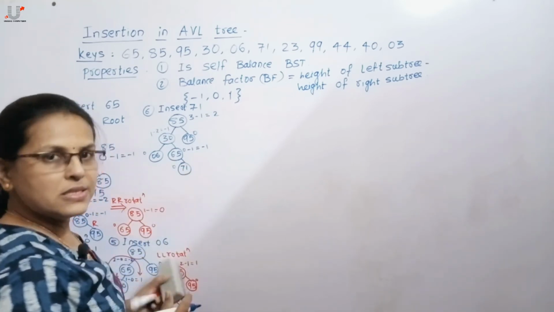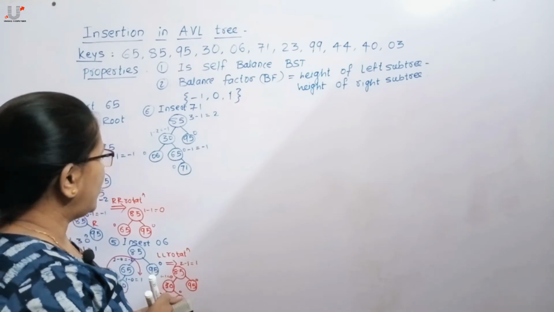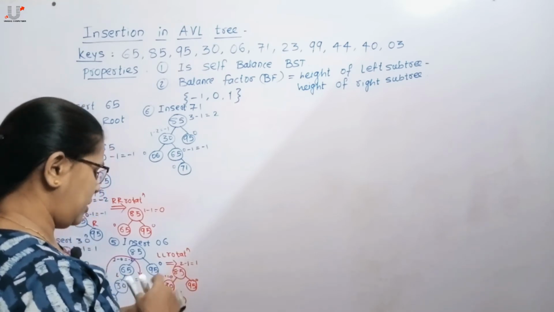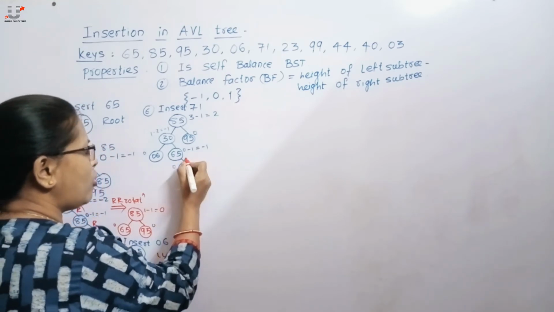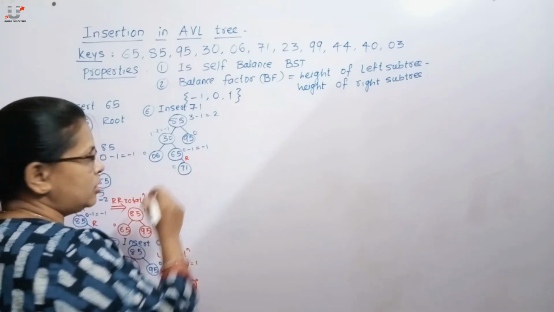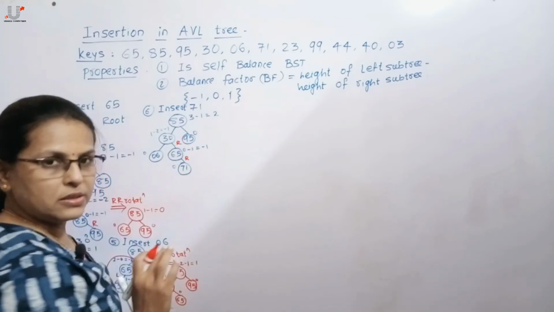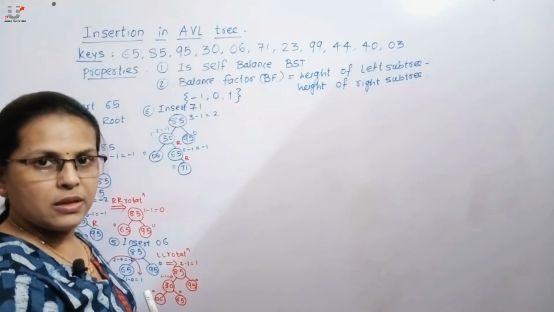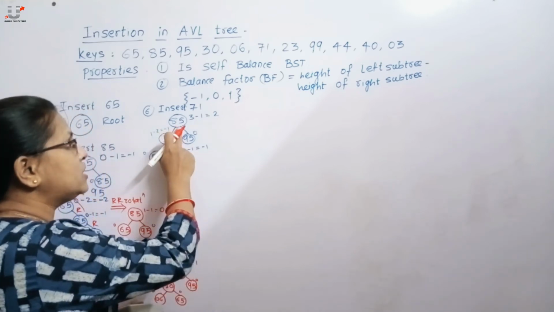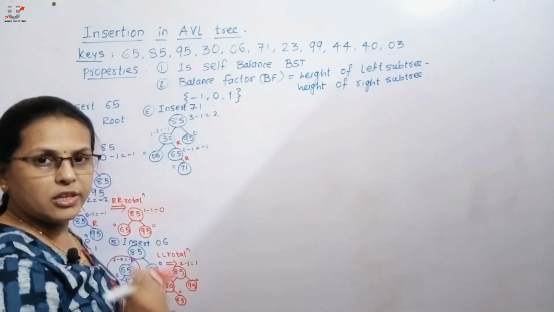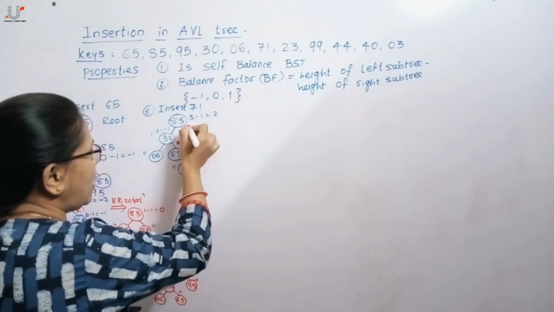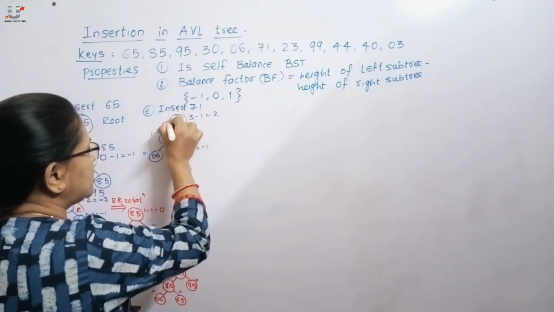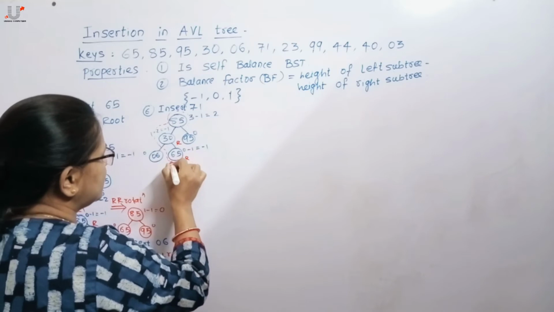Now we have to balance this tree. And why does the tree become imbalanced? Because of insertion of a right child to the right subtree, the tree becomes imbalanced. And here the node 85 becomes the critical node. That means we have to apply a rotation between these three nodes.